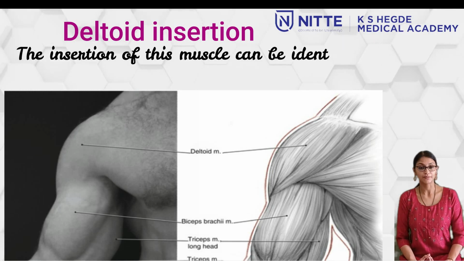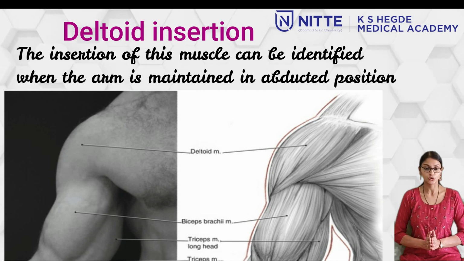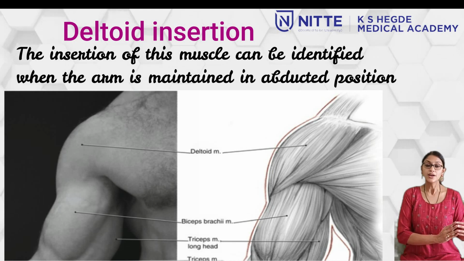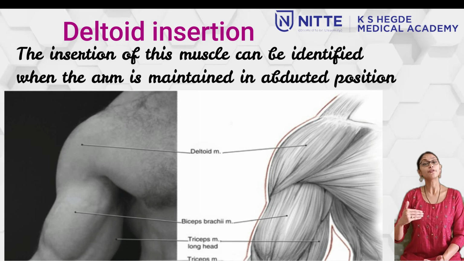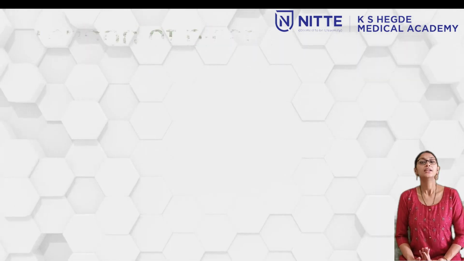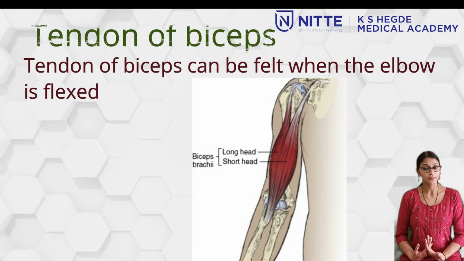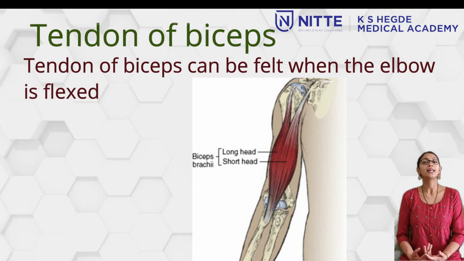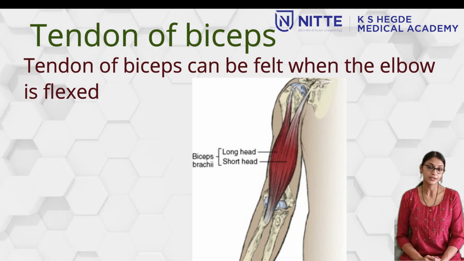Insertion of the deltoid muscle. This muscle forms the rounded contour of the shoulder. The insertion of this muscle can be identified when the arm is maintained in the abducted position. It is halfway down the lateral aspect of the humerus. Now the next muscle we are going to feel is the tendon of the biceps brachii. The tendon of biceps can be felt when the elbow is flexed. The tendon can be grasped in the cubital fossa.